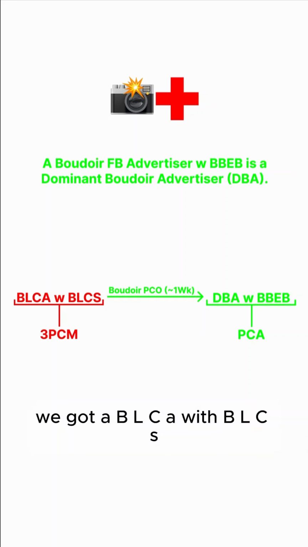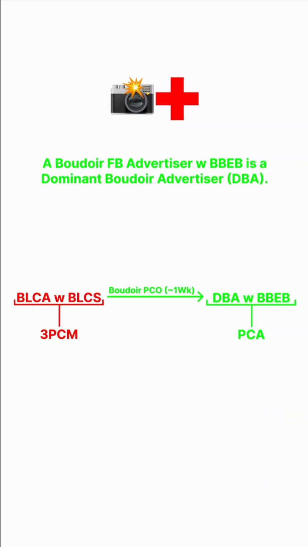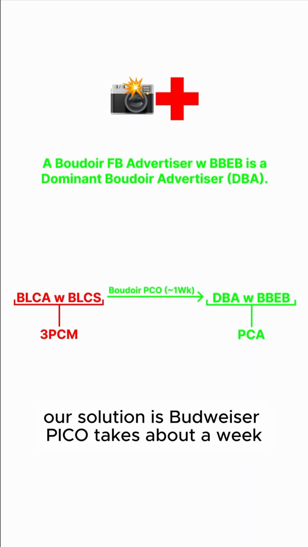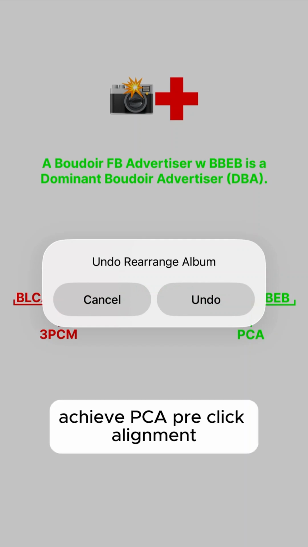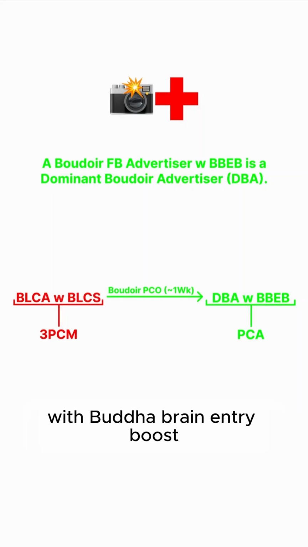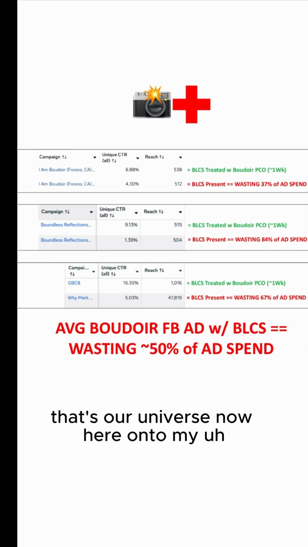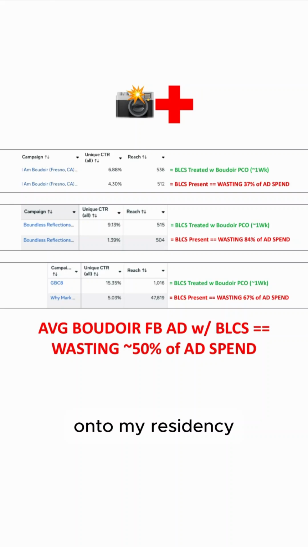So this is our universe here. We got a BLCA with BLCS. It's caused by the 3 pre-click mistakes. And then our solution is Boudoir Pico. It takes about a week. We achieve PCA, pre-click alignment, and we become a dominant Boudoir advertiser with Boudoir brain entry boost. So that's our universe.